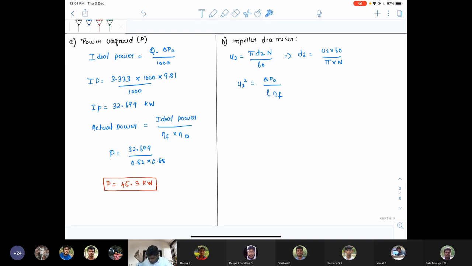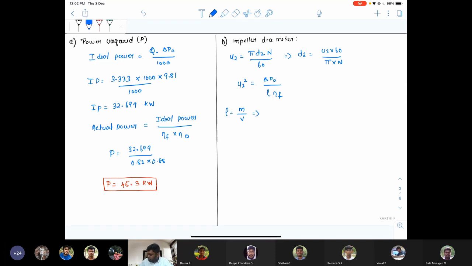Now, in this equation we have delta P naught and the fan efficiency, but the value of density remains unknown. So we first have to find the density in order to get the value of U2 square. We know that density is equal to mass by volume.